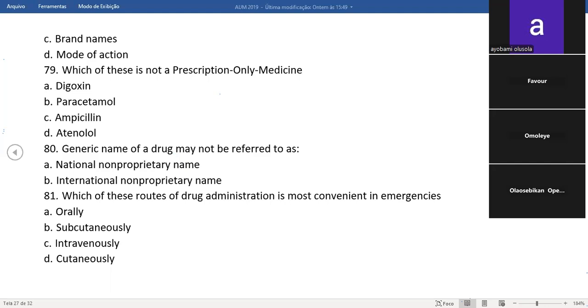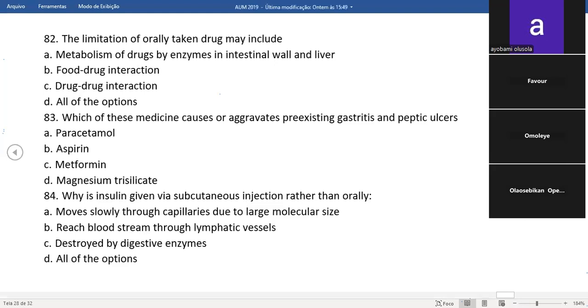This is your AUM. You are going to smash it. The limitation of orally taking drug may include. All of the options. Correct. All of the options. That's D. Which of these medicine causes or aggravates pre-existing gastritis and peptic ulcers? Aspirin. Aspirin, correct.